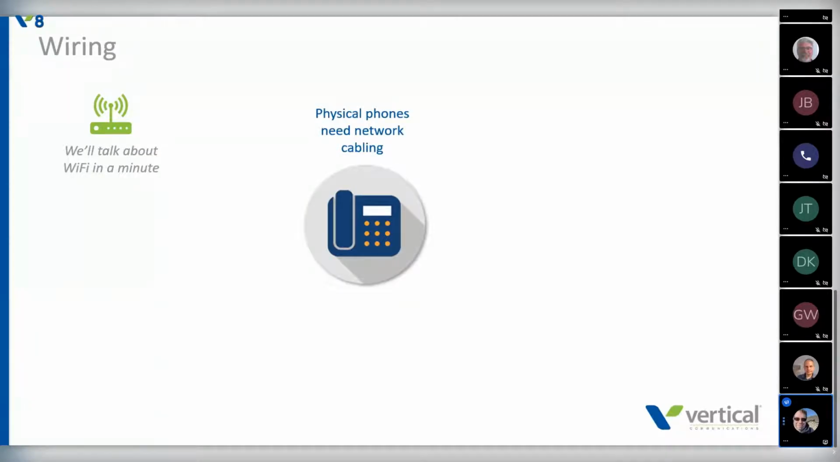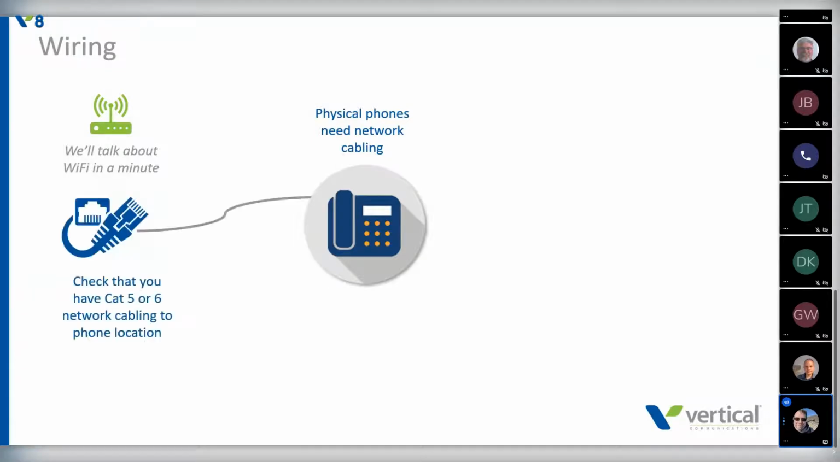But if you're going to have physical phones, you need to make sure that you have network cabling that is called Cat5 or Cat6 to the phone location. If you have an older phone system today, that might not be the case. You might have what's called Cat3 cabling, and that won't work at all. So you need to make sure that you've got the right cabling here.